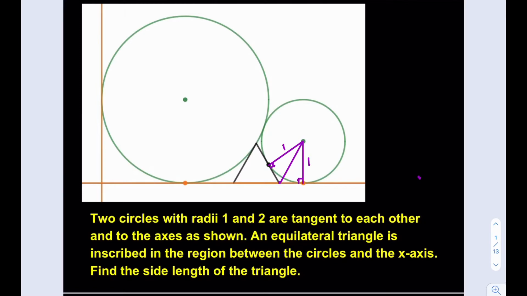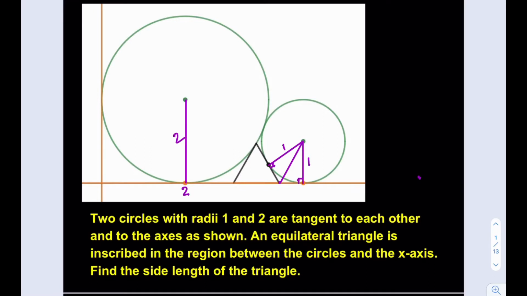And we'll also make this connection here. This is also going to be the radius, so that's going to be a 2. And coordinate-wise, the x-coordinate here is going to be 2. We don't know where the triangle and the larger circle intersect, but I'm going to need that point.